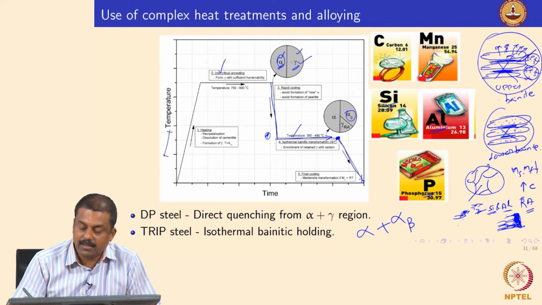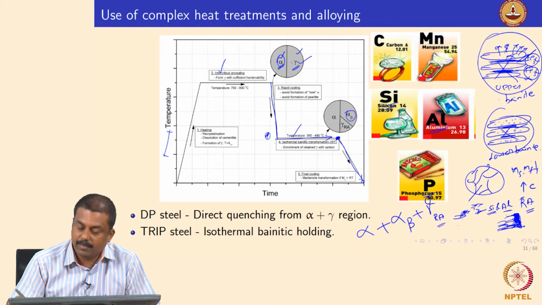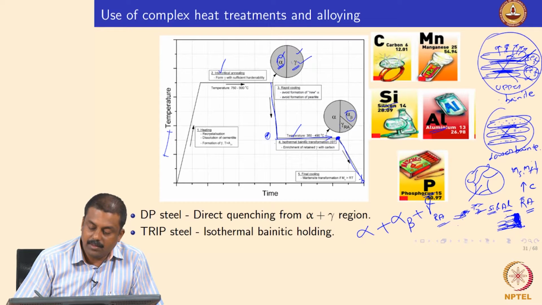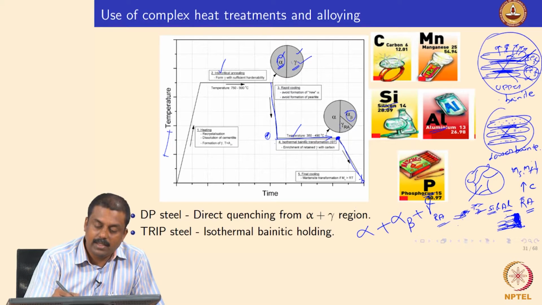So, we will end up getting a three-phase microstructure in TRIP steel: ferrite, bainitic ferrite, right. It is not a conventional bainite, it is a bainitic ferrite, plus you have retained austenite. So, this is a 3-phase microstructure which is typically seen in a TRIP steel microstructure.